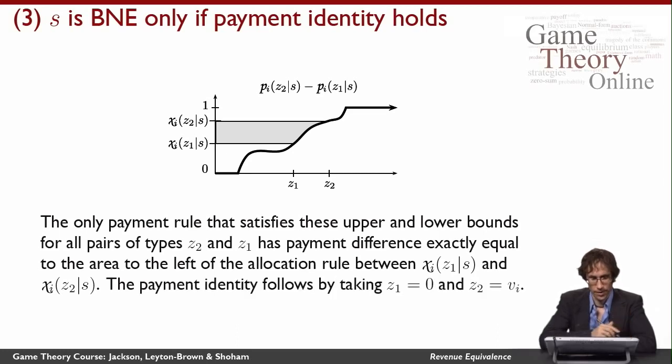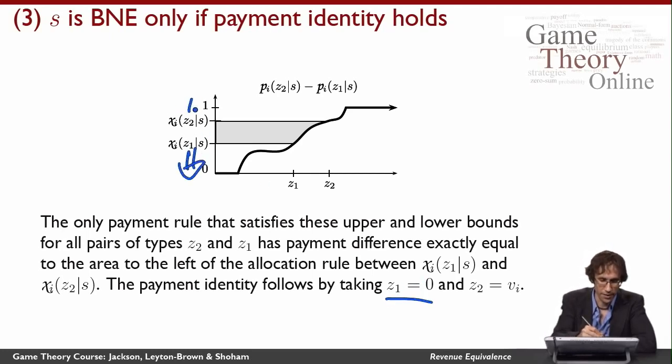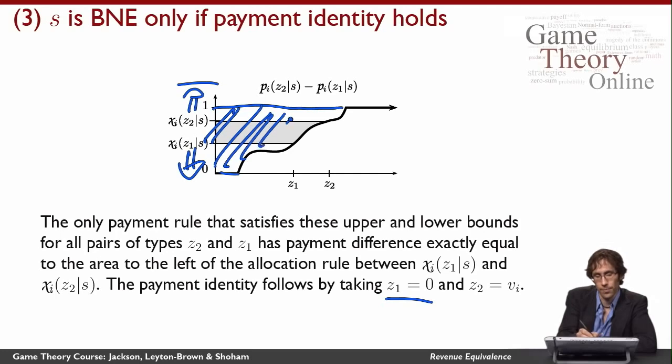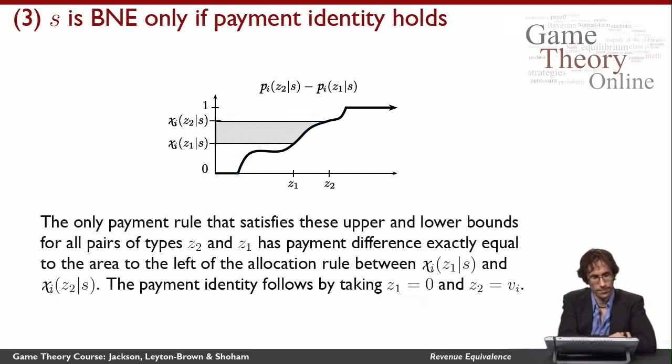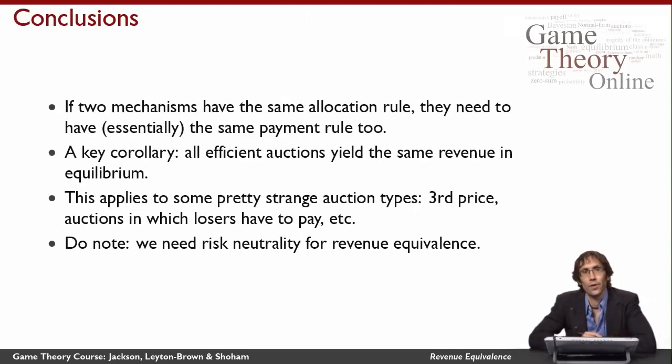And that pretty much gives us the payment identity. In order to get the payment identity, we just want to set Z1 equals 0, so push this guy all the way down, set Z2 equals 1, and then that gives us this whole shaded region that we saw before. Okay, so that concludes our proof of the Bayes-Nash equilibrium characterization result.